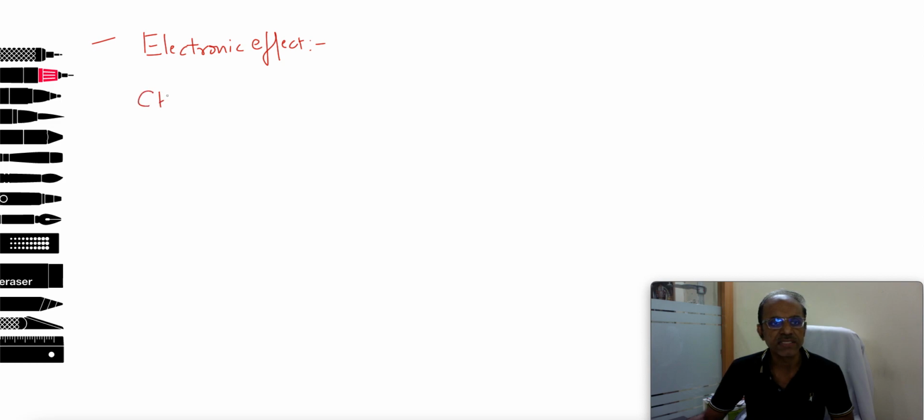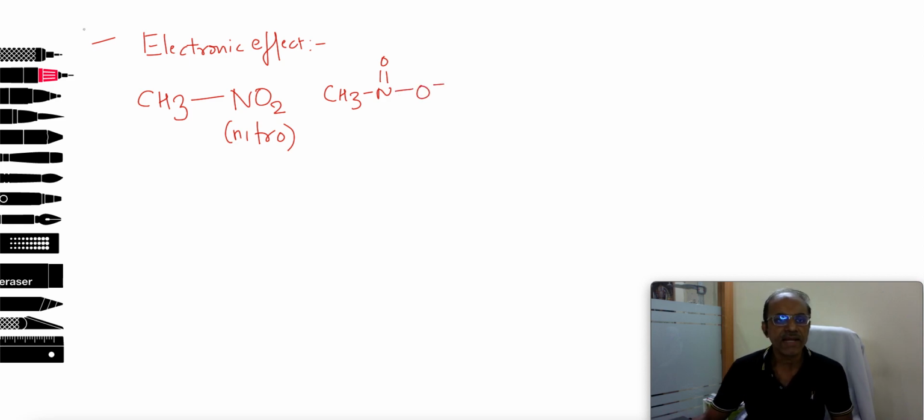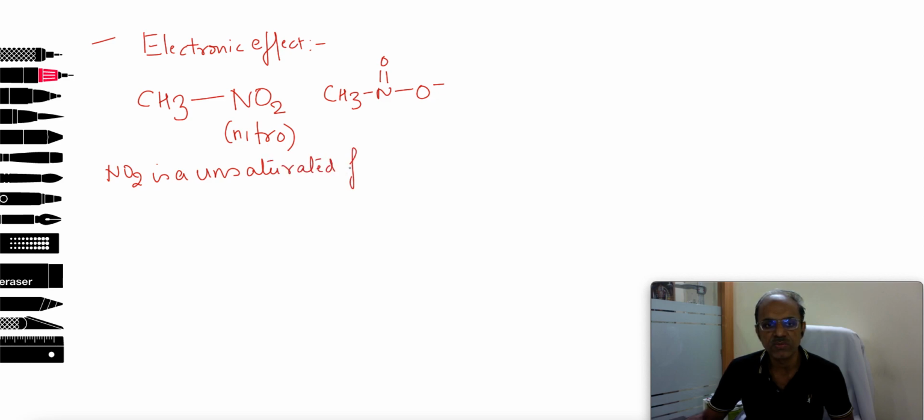Take for example CH3 dash. Take for example NO2, as we know this is known as nitro. And we know nitro is an unsaturated functional group. That is, it has the presence of a double bond.